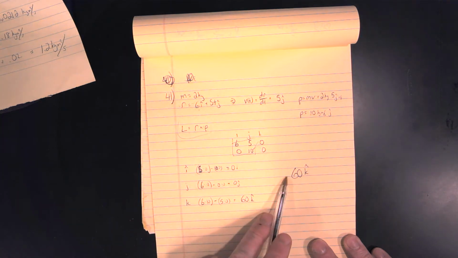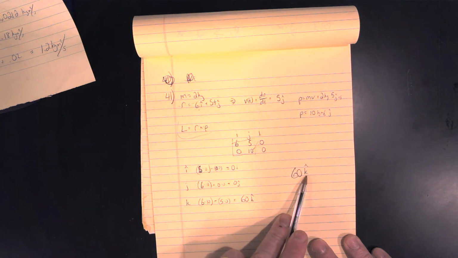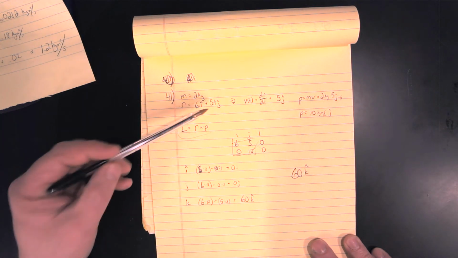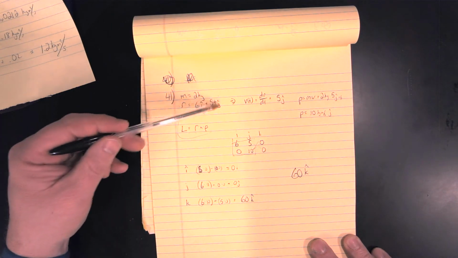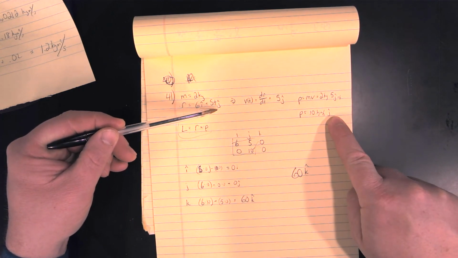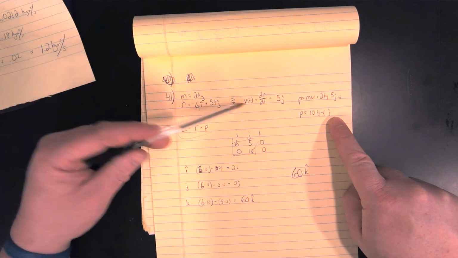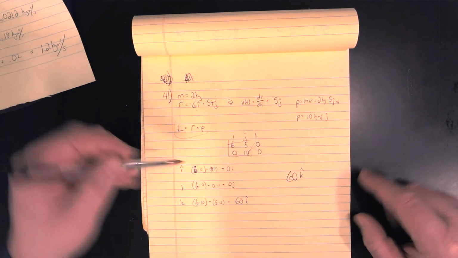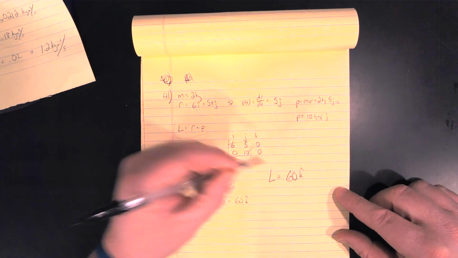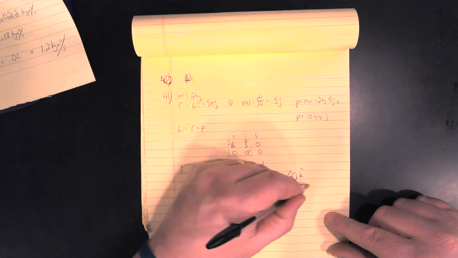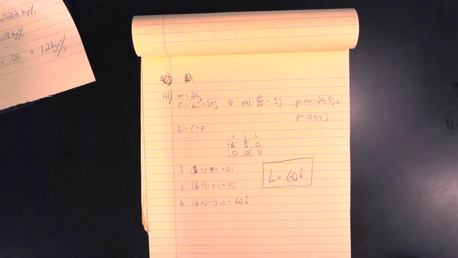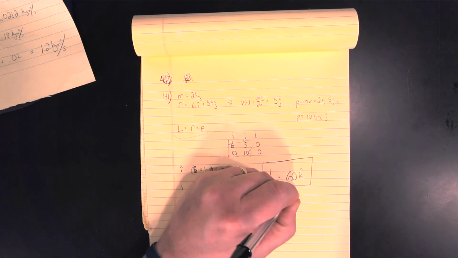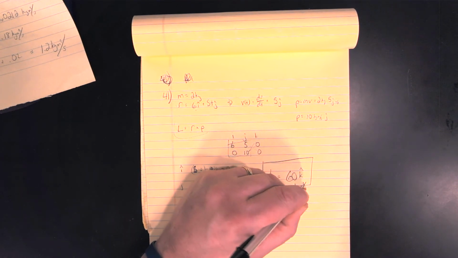Now, interestingly enough, notice that this, because it's in the k hat direction, is in the exact perpendicular spot to my momentum, which was only in j, and to my radius, which was in i and j. So remember, when you do a cross product, the result has to be perpendicular to the other two. So my final answer, L is 60 k hat. I should put units there, kilogram meters squared over seconds.